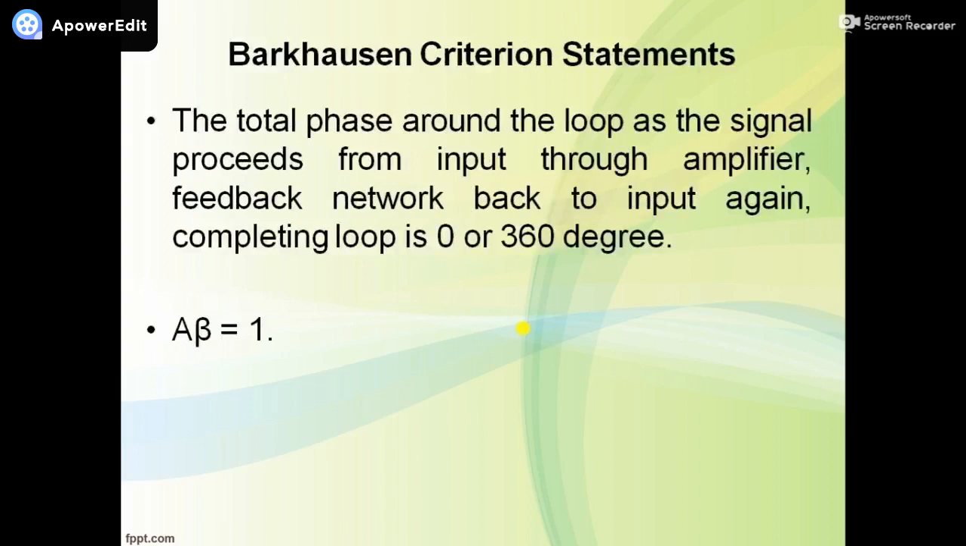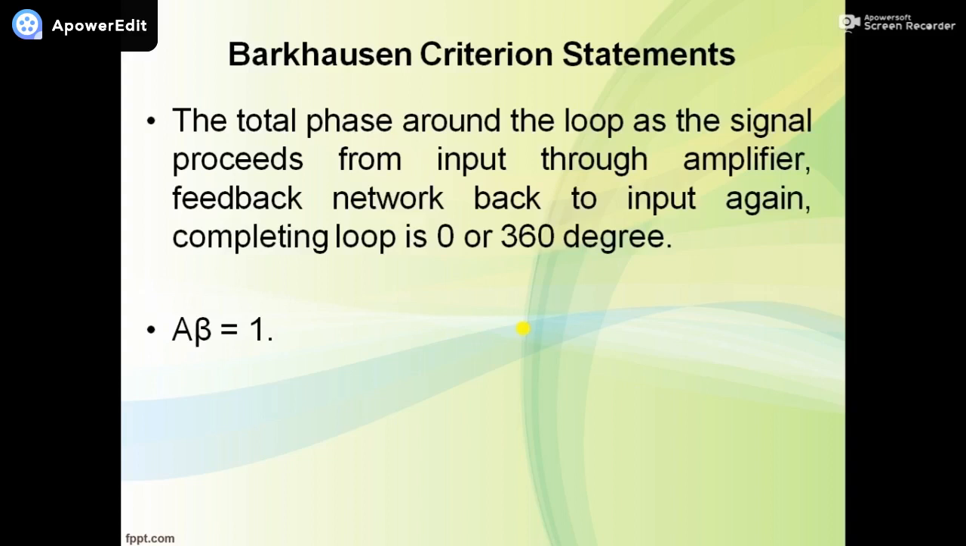In the oscillator we should follow two statements, the Barkhausen criteria. The first statement is that the total phase shift around the loop in the entire Colpitts oscillator circuit is either 0 degree or 360 degree. That is, whatever total phase shift the oscillator provides around one complete loop is 0 or 360 degrees.